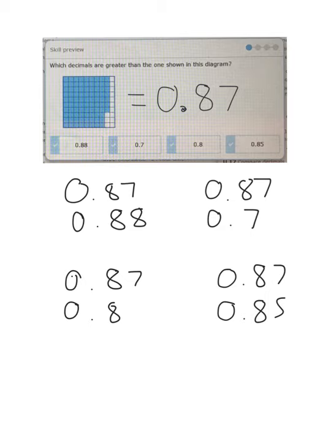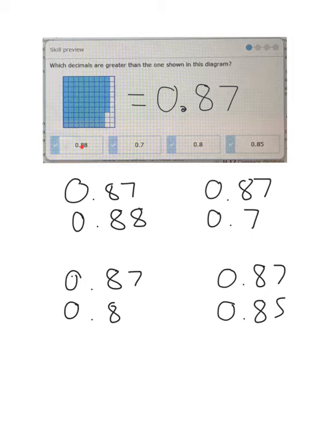In this example, it says which decimals are greater than the one shown in this diagram. The first thing I did is I counted, okay, there's 100. This is a hundreds square, and it's missing 13, so 100 minus 13 is 87. If you wanted, you could have gone 10, 20, 30, 40, 50, 60, 70, 87. So that is 0 and 87 hundredths. And then I just line them up with the different decimals. I find that the most easily visual way to see it.